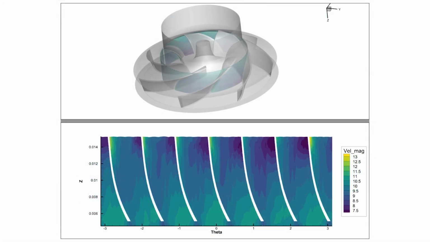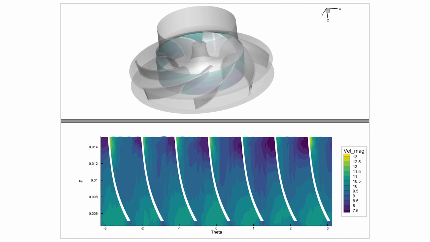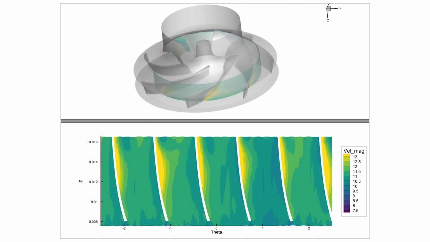With Tecplot 360 MB, extracting an isosurface is faster, easier, and allows for quick adjustments with the data journal.